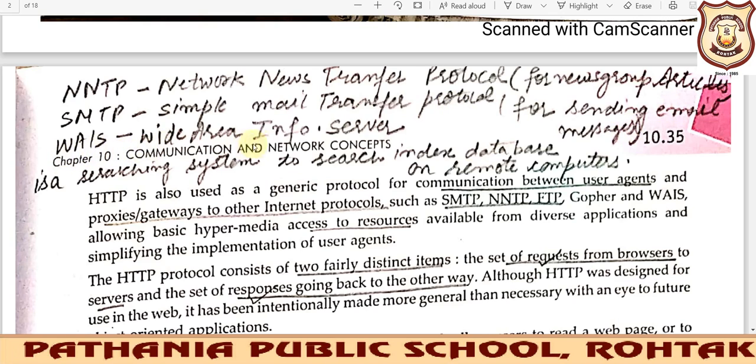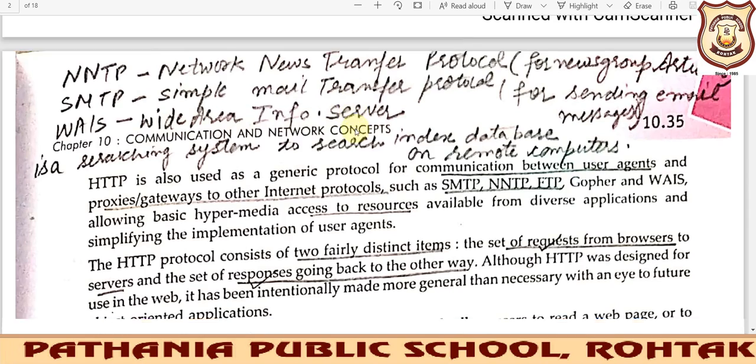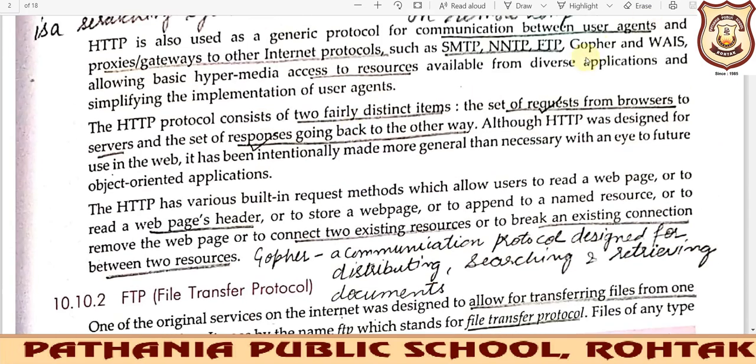WAIS stands for Wide Area Information Server. It is a searching system that searches data from databases present on remote systems, a remote server we can say. Now what is Gopher? Gopher is also a communication protocol. Like HTTP, it is a communication protocol, designed for distributing, searching and retrieving documents.